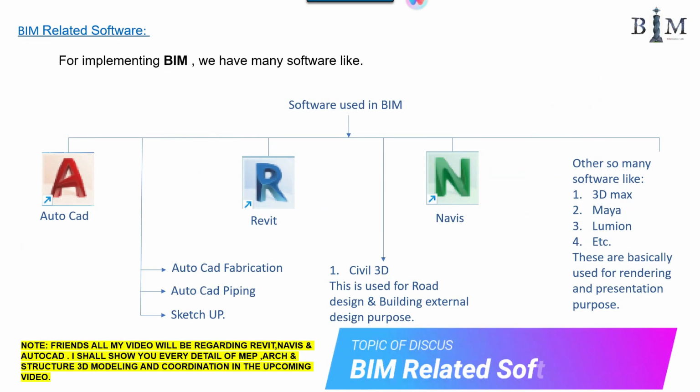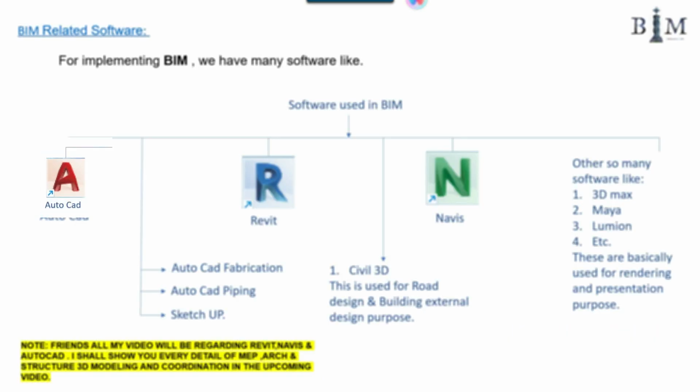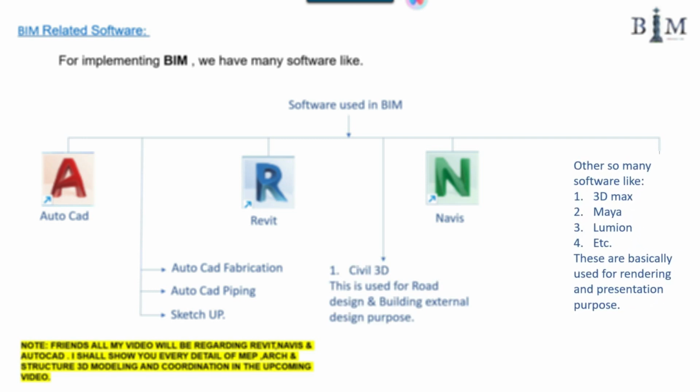BIM related software. For implementing BIM, we have many software like AutoCAD, which is for drawing preparation. Next, AutoCAD fabrication, AutoCAD piping, SketchUp. These are used for 3D CAD model and drawing preparation. Next, Revit. This is used for 3D model and drawing preparation with coordination. Next, Civil 3D. This is used for road design and building external design purpose. And other software like 3D Max, Maya, Lumion, etc. These are basically used for rendering and presentation purpose.